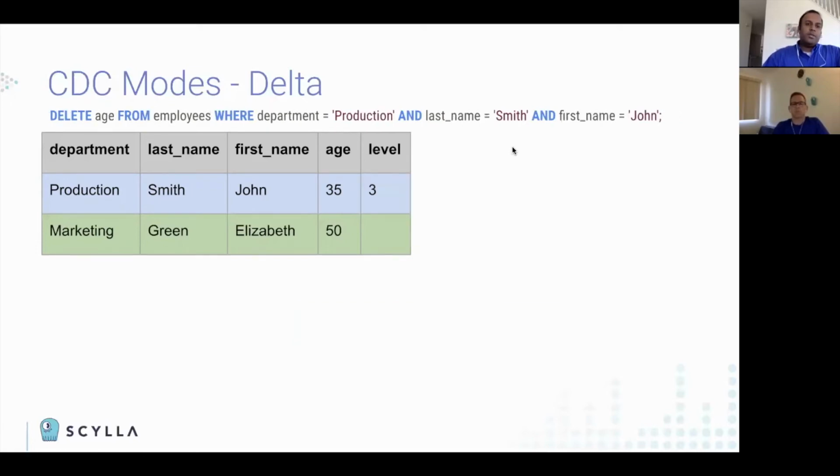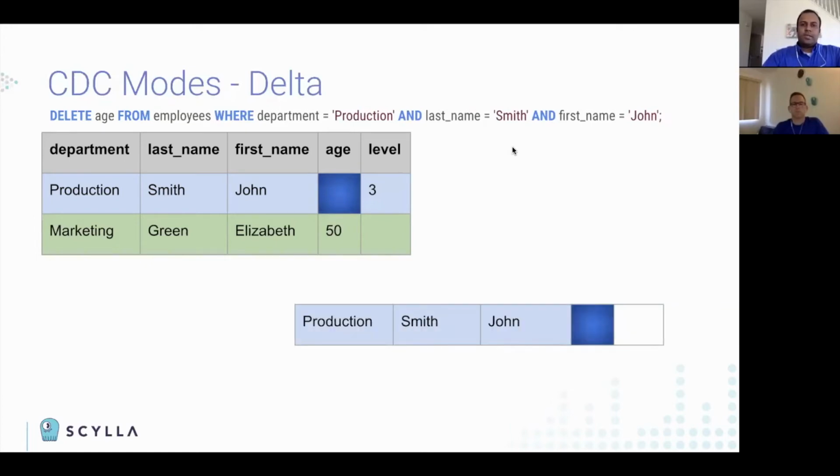Now let's say you delete John Smith's age. You just delete not the entire record, just the age column. So then a tombstone gets set on that particular column. And then if you subscribe to the delta, then you tend to get the primary key, which is John Smith from the production department, and the tombstone for the age column.